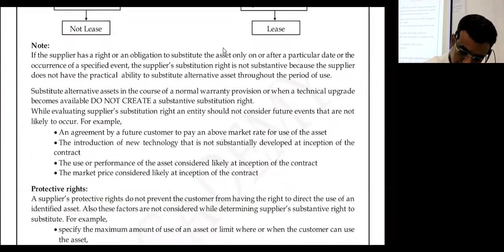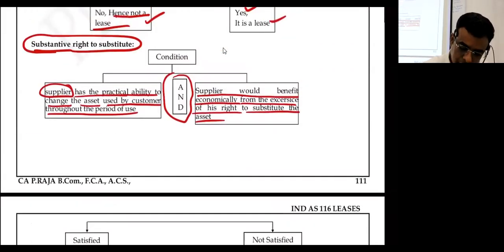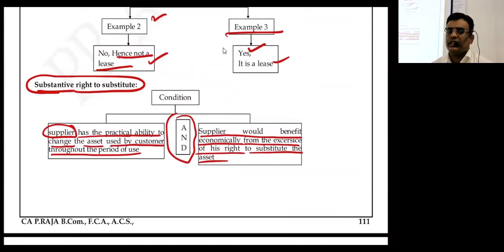An example is given now. Listen. The supplier has the practical ability to change the assets used by the customer throughout the period of use. I hope you know the Xerox machine, a big machine worth 2 lakhs, 3 lakhs. That machine will be installed by the supplier and taken under lease. A 10 lakhs machine is also there. Yes or no? So we have taken it under lease.